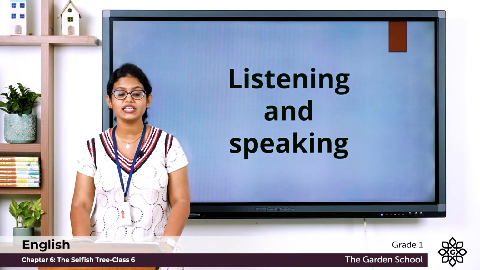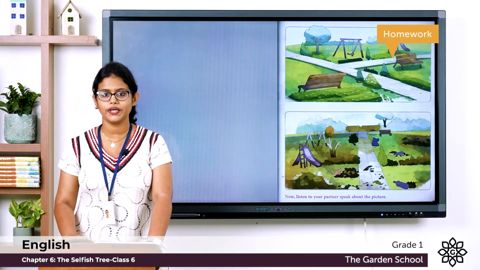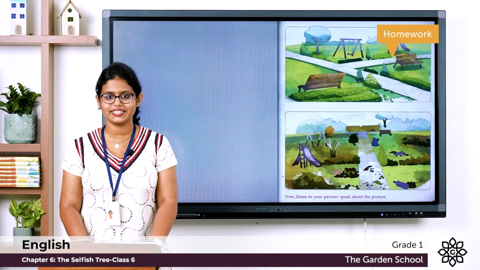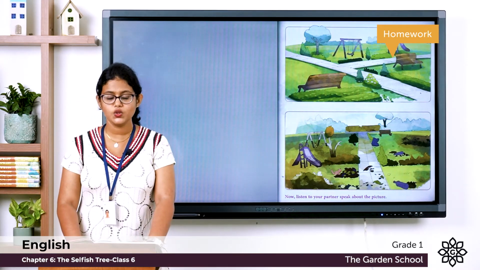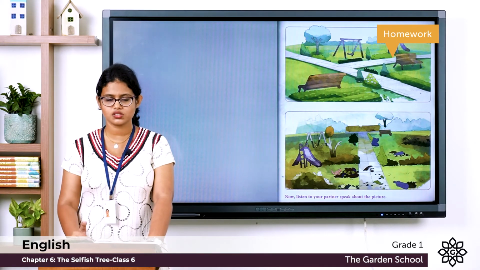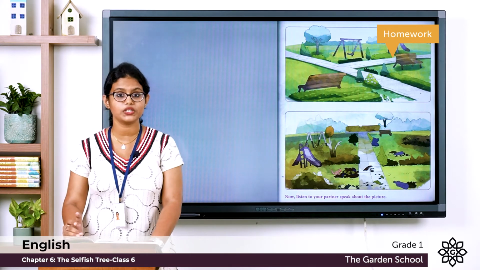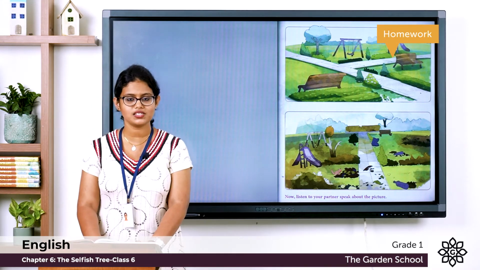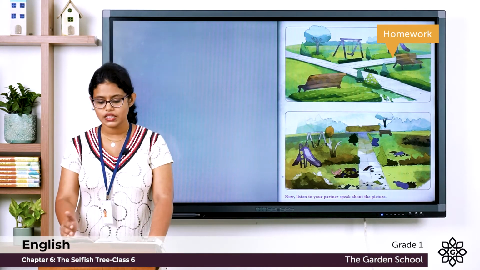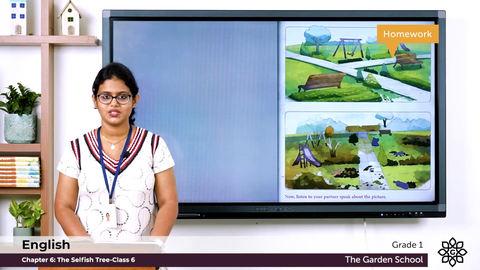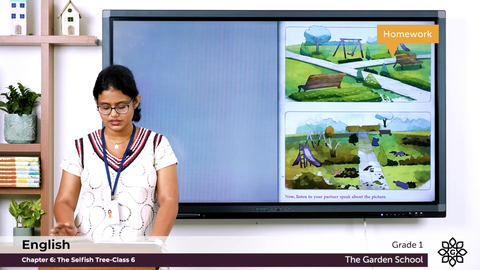Next is listening and speaking. Here you can see two pictures. Which picture do you like? The first one or the second one? What you need to do is speak about the picture that you liked. There are two pictures given. You have to speak 2 or 3 sentences about the picture that you liked. You can record this as an audio and send to Microsoft Teams.